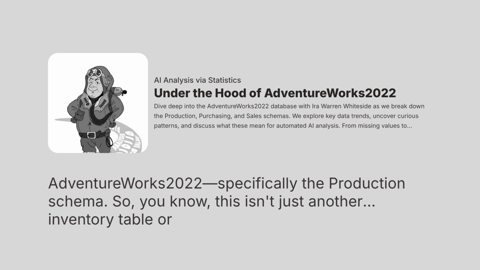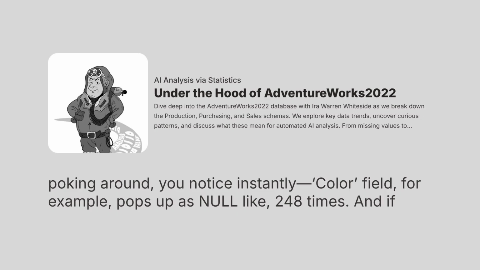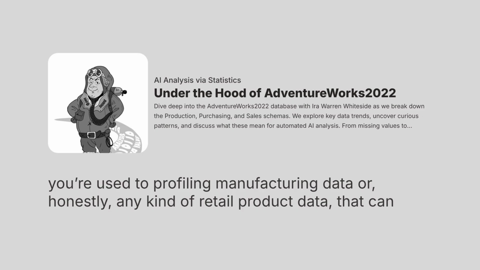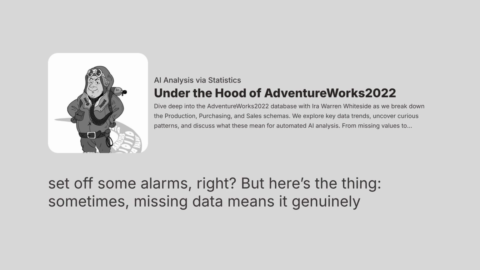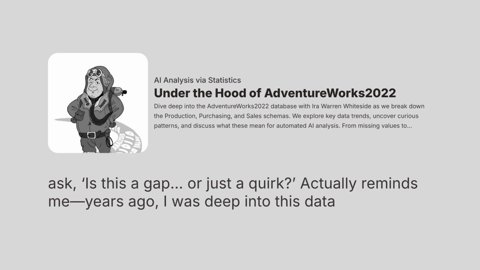Today we're rolling up our sleeves and getting into the guts of AdventureWorks2022, specifically the production schema. So, this isn't just another inventory table or list of parts. There's a story in the blanks, the clusters, even the redundancy. When you start poking around, you notice instantly the color field, for example, pops up as null like 248 times. And if you're used to profiling manufacturing data or honestly any kind of retail product data, that can set off some alarms, right? But here's the thing. Sometimes missing data means it genuinely doesn't apply, like an accessory or a part that just doesn't come in any color. Still, you always have to ask, is this a gap or just a quirk?